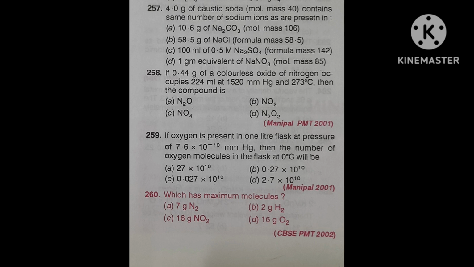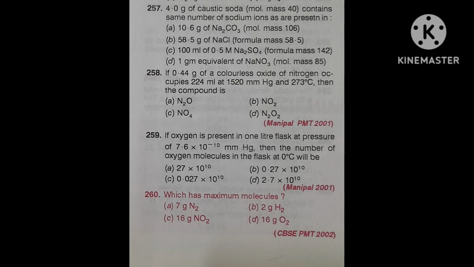Then again here you can see Na2SO4 has 2 sodium ions. Then 0.05 into 2 means 0.1 mole sodium ion. Now it is matching with the given 4 gram NaOH, which was 0.1 mole Na. In this third one it is the same, 0.1 mole sodium. And the correct option is this only. Option C is correct.